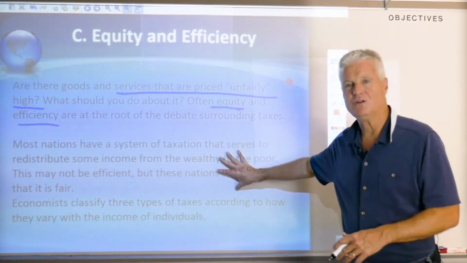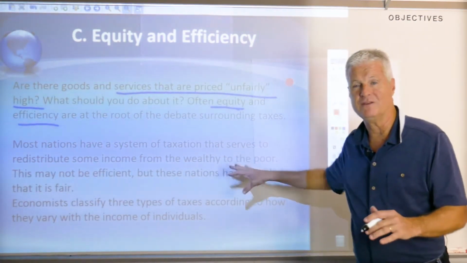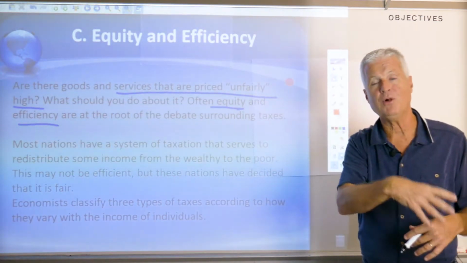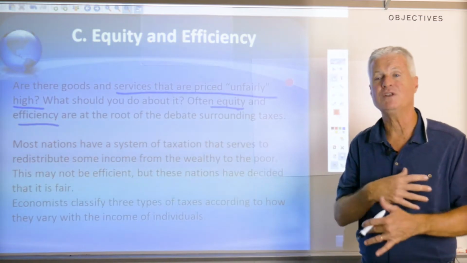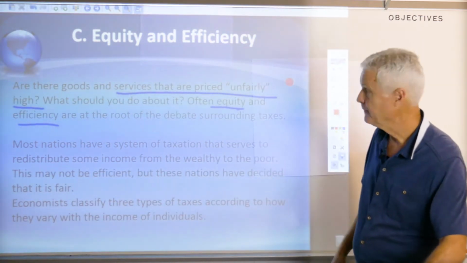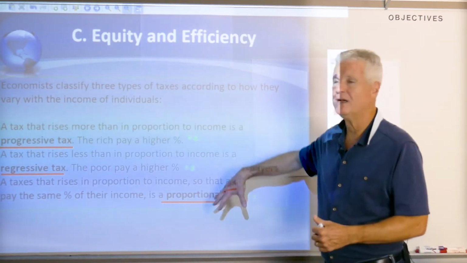Okay? Most societies have a system of taxation. They tax people with more money. They give some of that money to poor people. And we believe it's more fair. Just fairer. Okay, so what kind of taxes do we have?